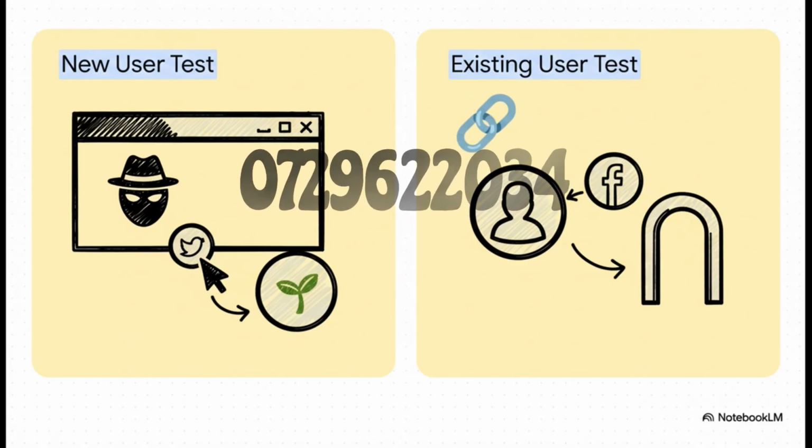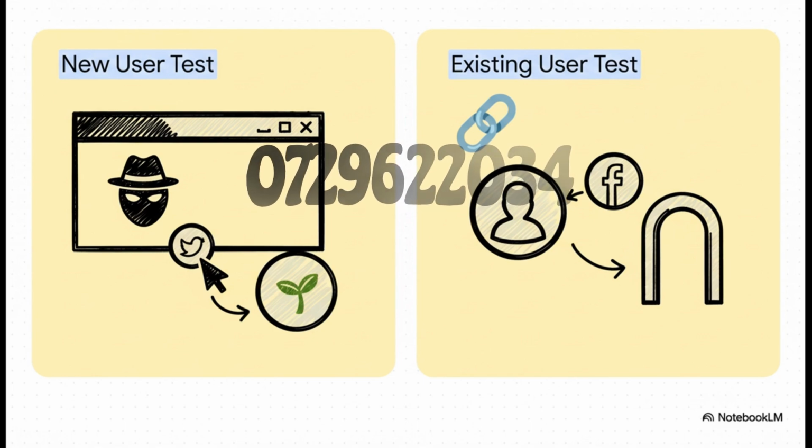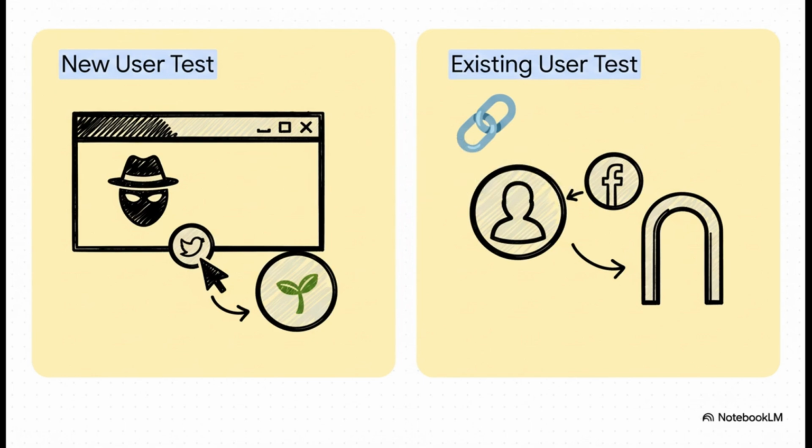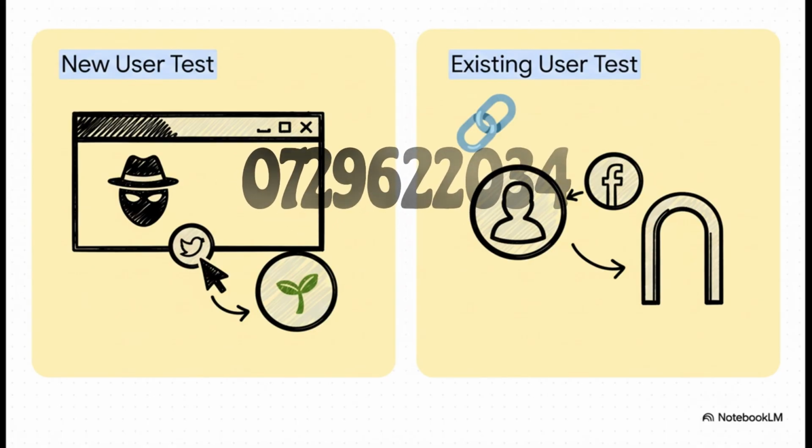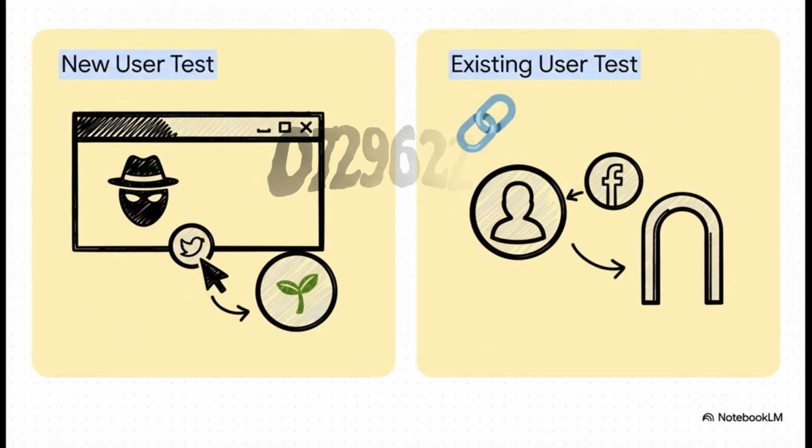Log in the old way with a password, then go to your profile page to link a social account. Then log out and try signing back in with that social button. Doing both of these guarantees that everyone, new or old, has a great experience.